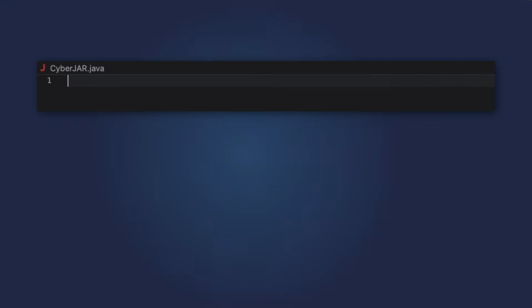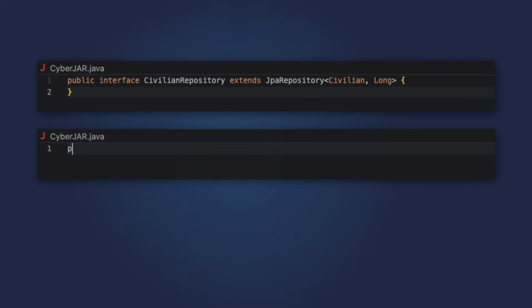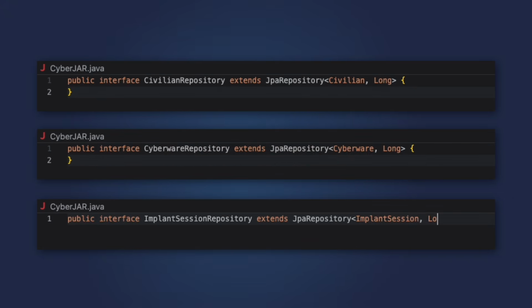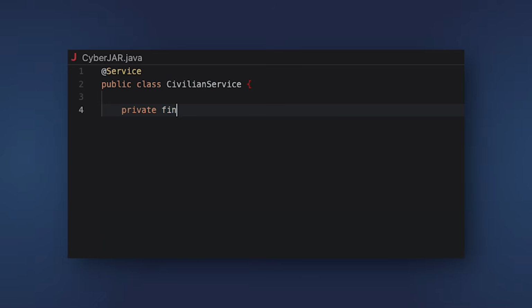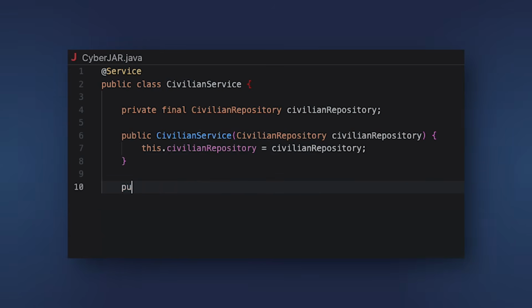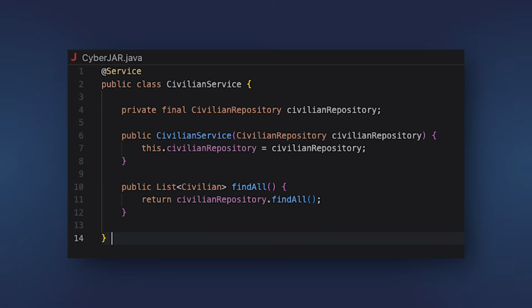Next, we need repositories for these entities. They are super simple. We are not going to build anything complex here because that's not the aim of the video. So we have the civilian repository, cyberware repository, and ImplantSession repository, and they all extend JPA repository. Finally, let's create the civilian service, annotate it with service, and wire up the civilian repository into it. And just one method, find all civilians, just for simplicity's sake.